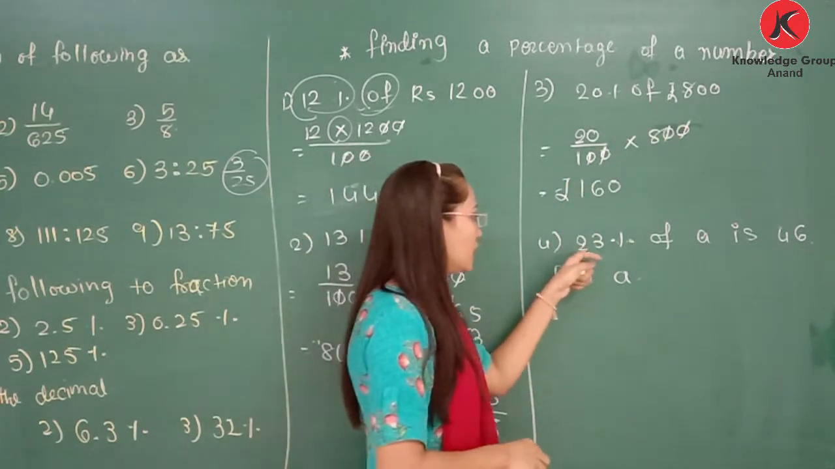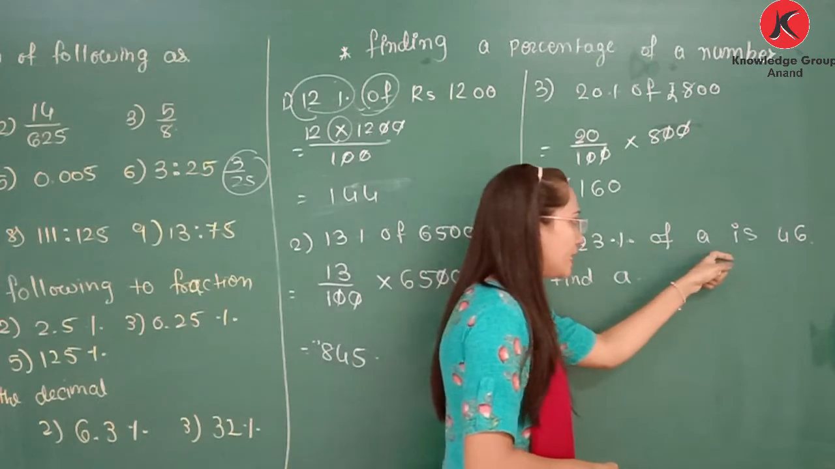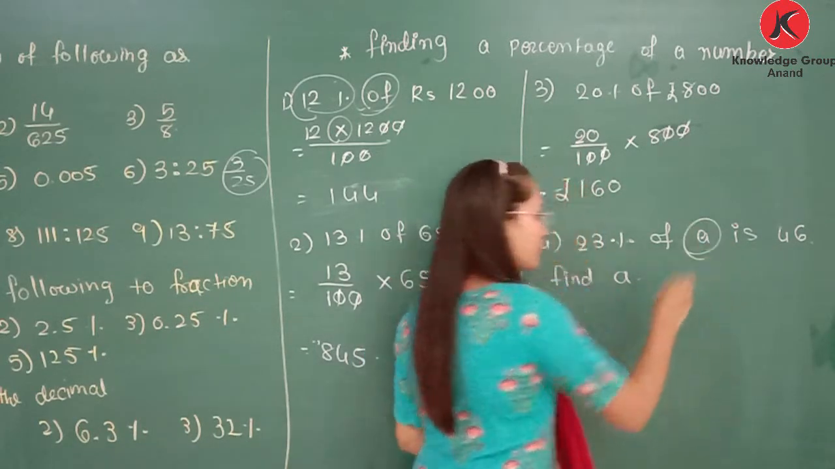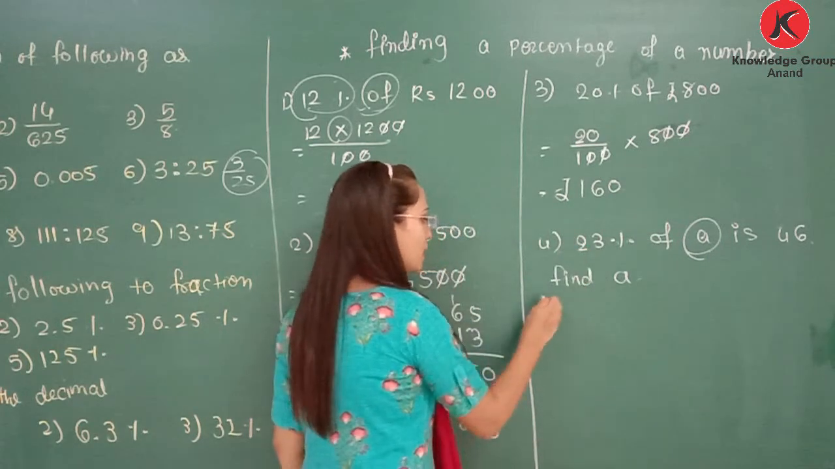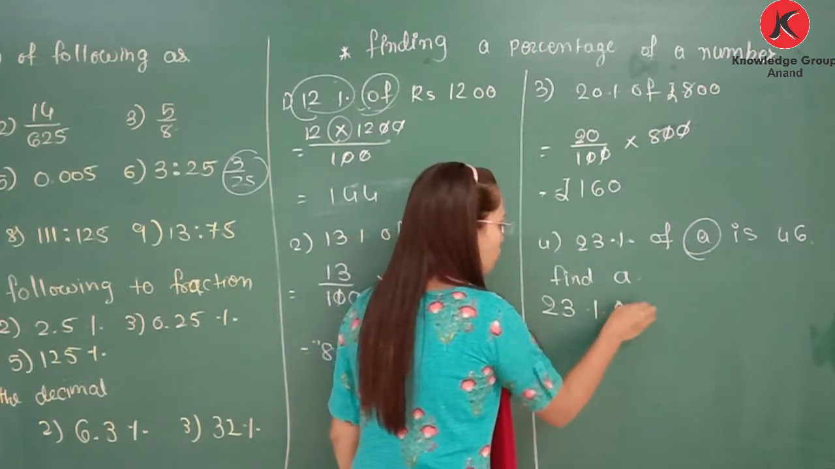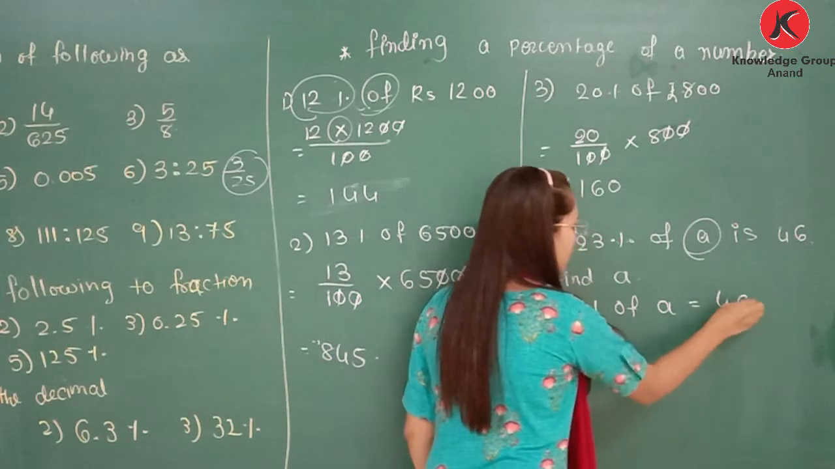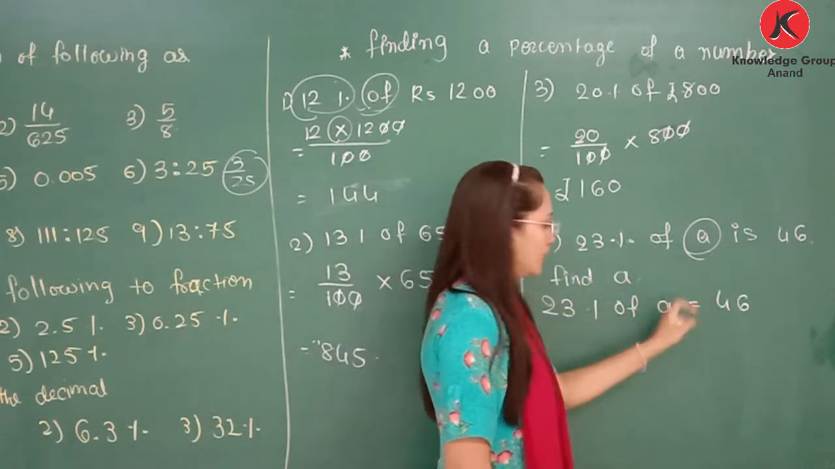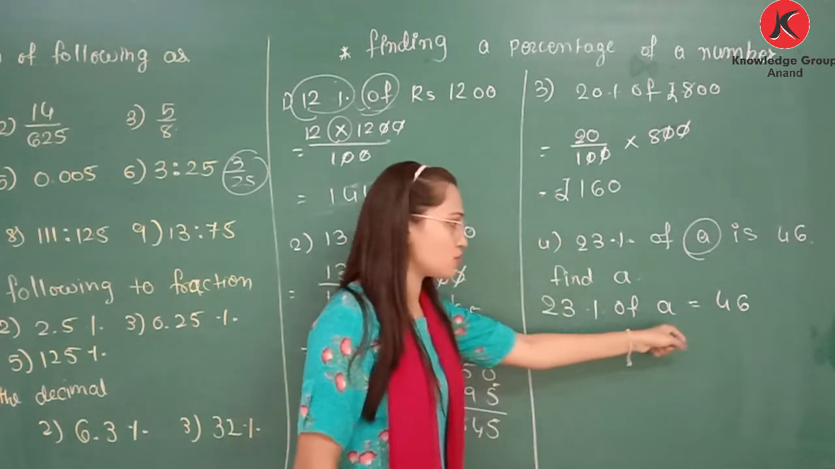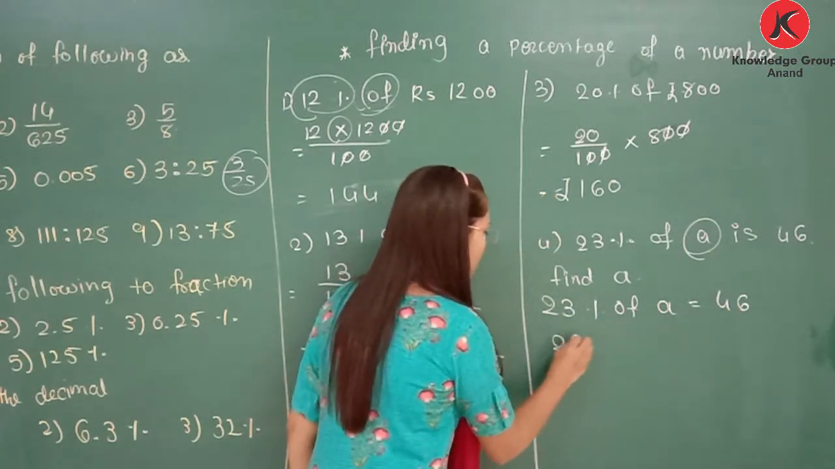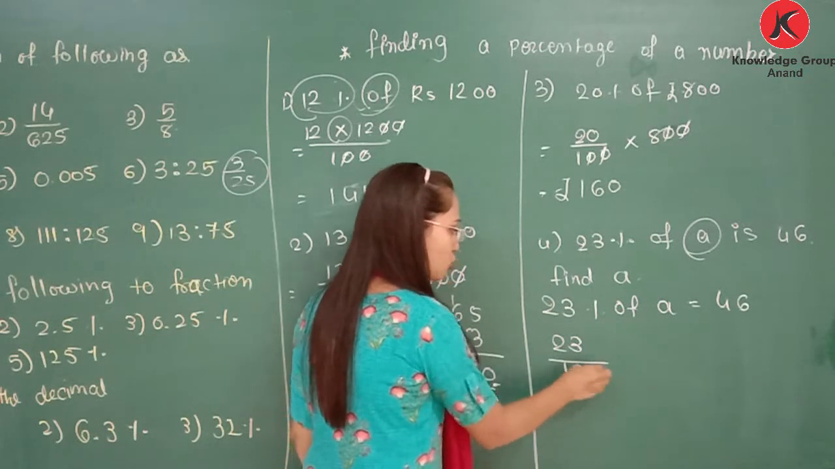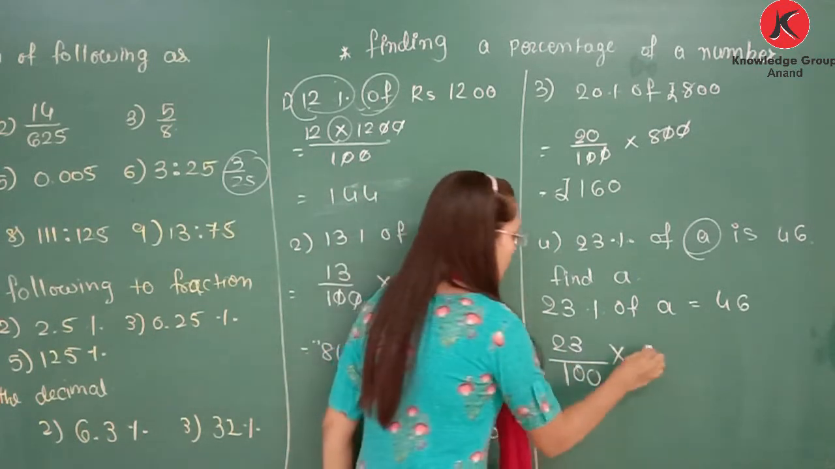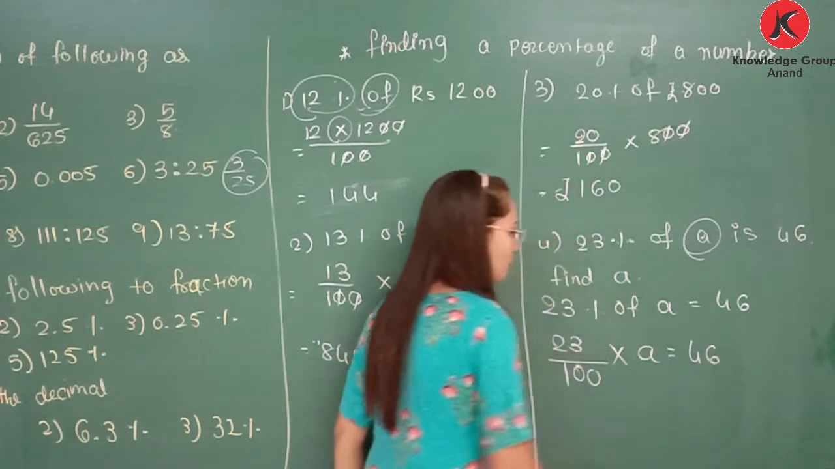Now next one, 23% of A is 46. Find A. So here unknown A is given. So how can we represent it? 23% of A is equal to 46. So here 23 divided by 100. 23% means, of represents multiplication, A as it is, equals 46.